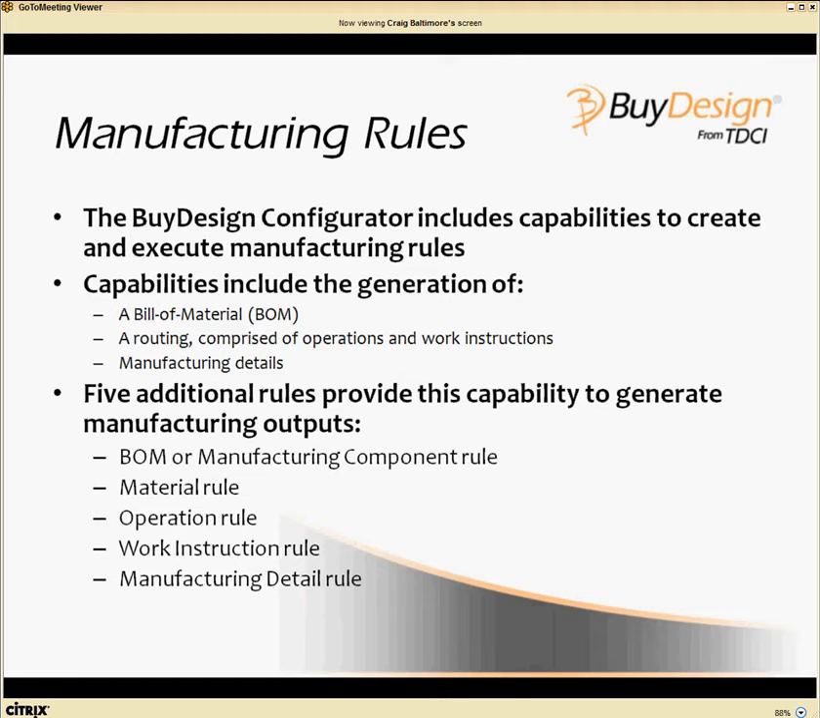Okay? With the introduction of being able to do manufacturing in the By Design Configurator, we added 5 new rules when manufacturing was added to the By Design Configurator. Those rules are the BOM component rule or manufacturing rule. And here I'll try to be consistent and I will call it a BOM component rule. We have what we call a material rule, an operation rule, the work instruction rule, and finally the manufacturing detail rule.